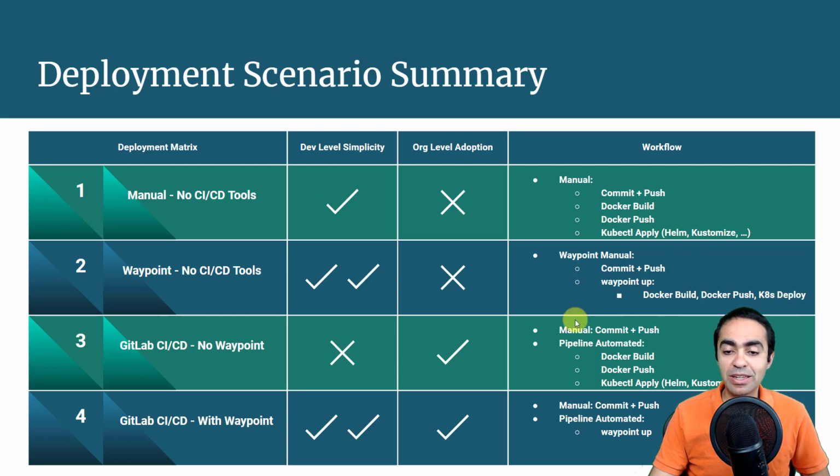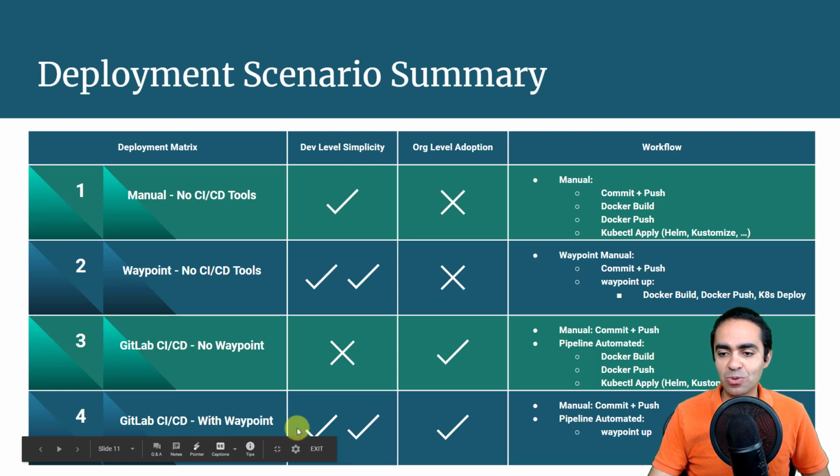The third scenario, GitLab CI/CD, no Waypoint. So the way we're used to. The problem here is the dev level simplicity is not really there from a deployment point of view. The org level adoption is good from a scaling point of view. And as a summary of the workflow, you commit, you push. The pipeline is an automated way of creating your Docker image, so building the image, pushing the image, and finally deploying into Kubernetes.